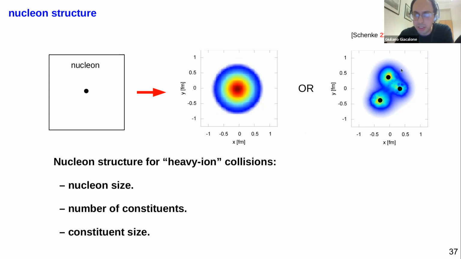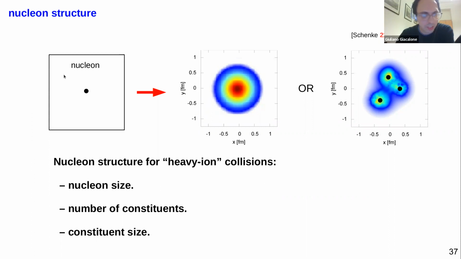Or more recently, people are using a subnucleon structure, which is a very interesting topic, of course. And there you add two other parameters, which are the number of constituents. In this case, you would turn your nucleon into 3 hotspots. And each one is associated with some size as well. So there's also a constituent size.